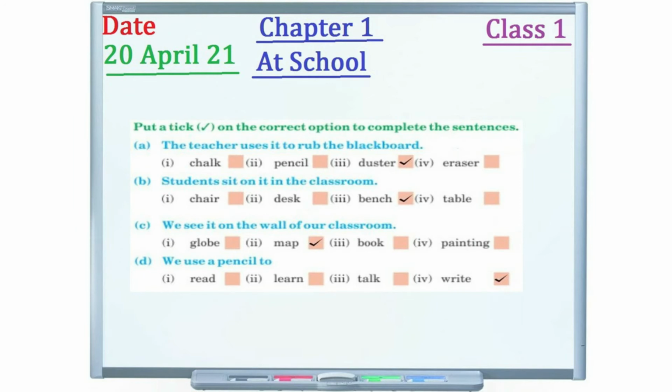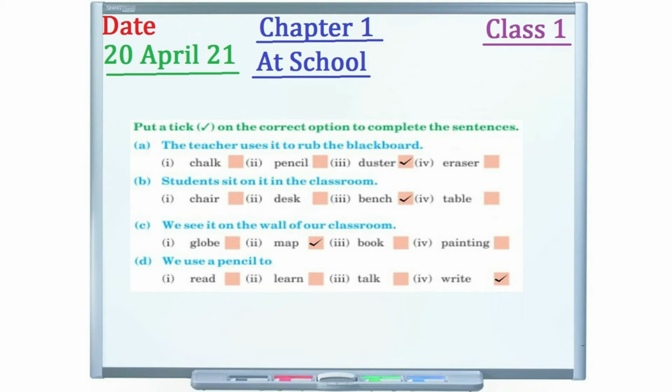Now, next exercise. Put a tick on the correct option to complete each sentence. A. The teacher uses it to rub the blackboard. Options are chalk, pencil, duster, eraser. The teacher uses duster to rub the blackboard. So third option is right, duster.